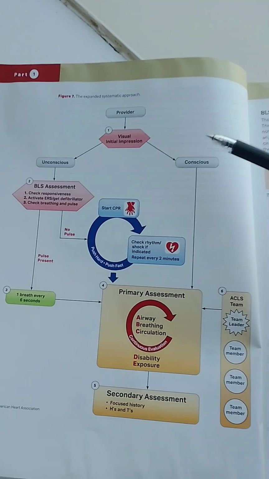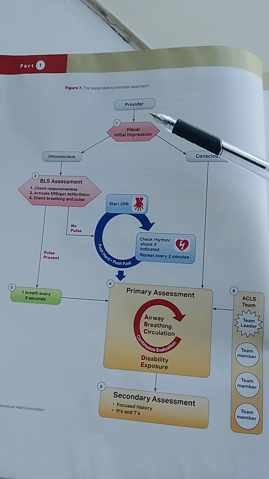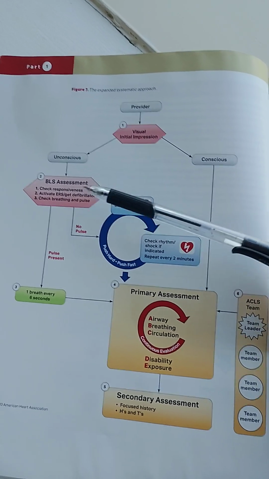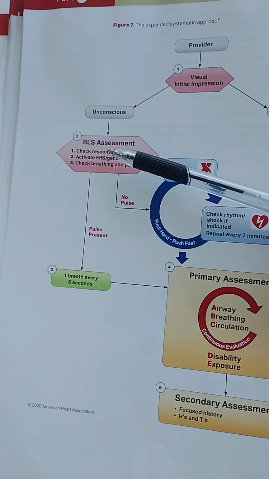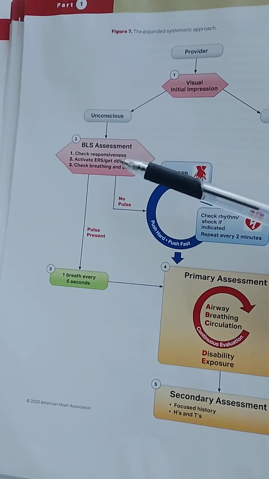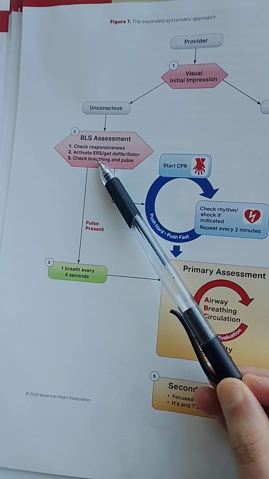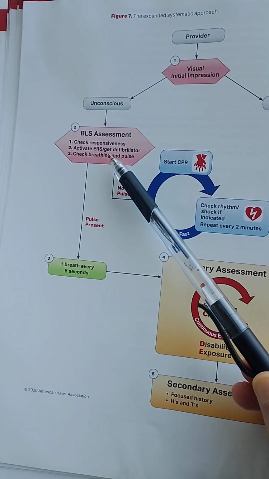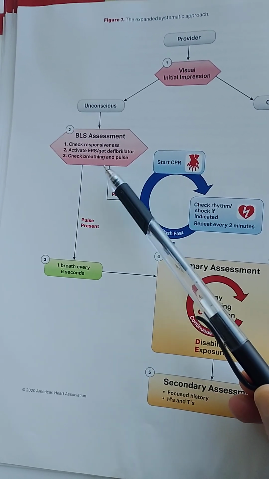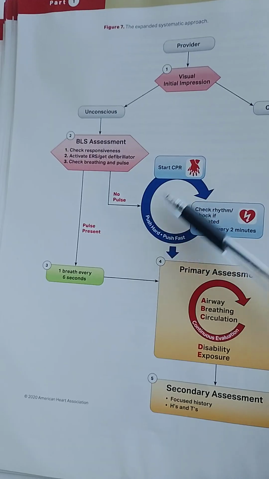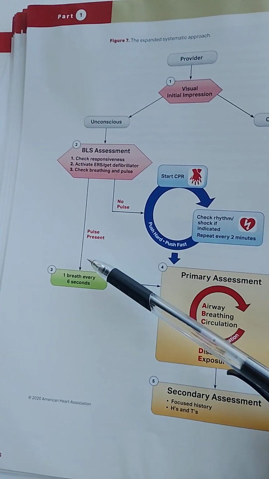Okay, so if we get a patient and he is unresponsive, what will we do? The first step, we will check the BLS assessment. BLS means basic life support assessment. First we will check the responsiveness of the patient. We will activate the ERS team, or they will get the defibrillator, and we will check for breathing and pulse. If there is no pulse, we will start CPR.